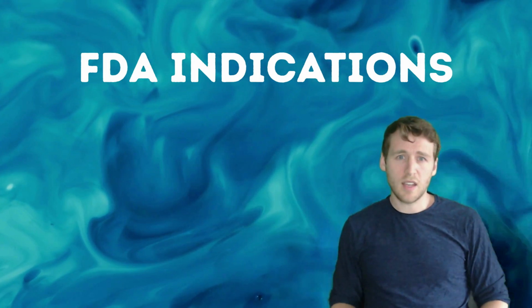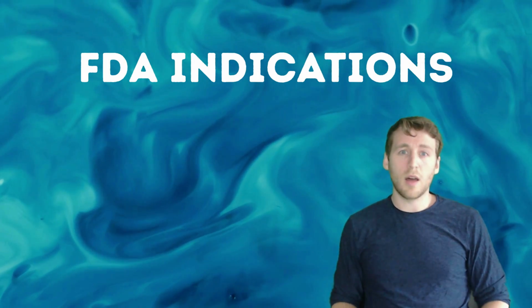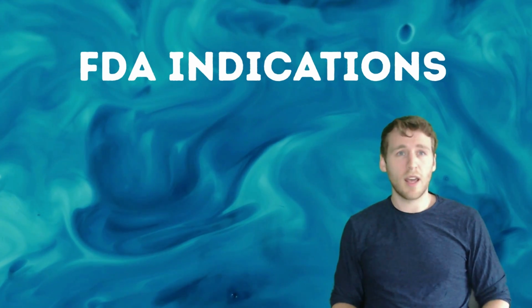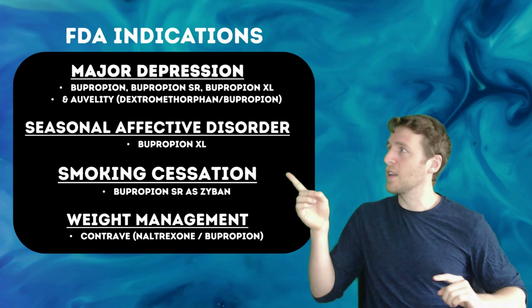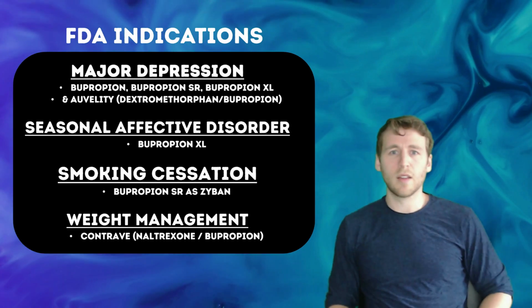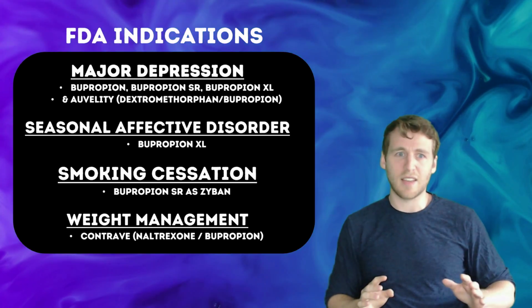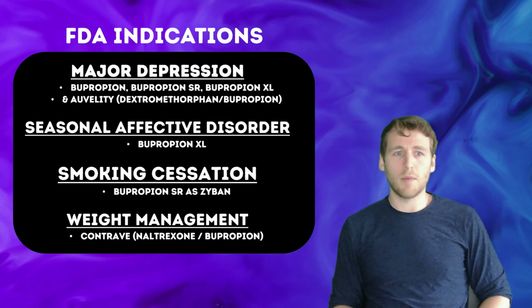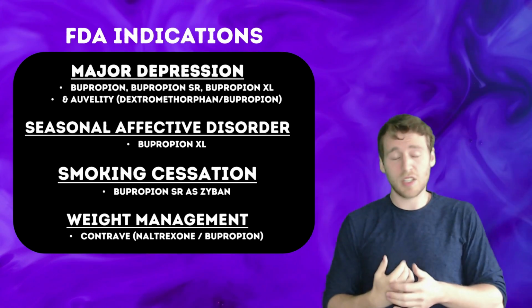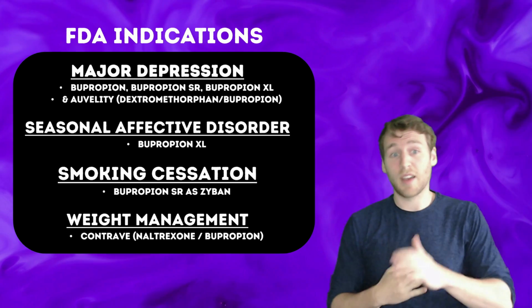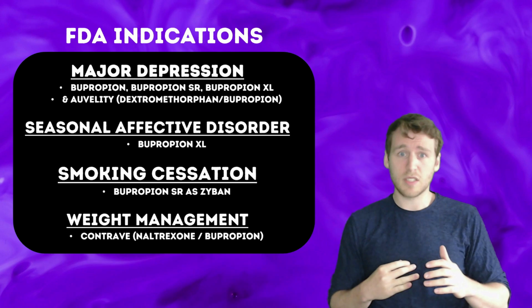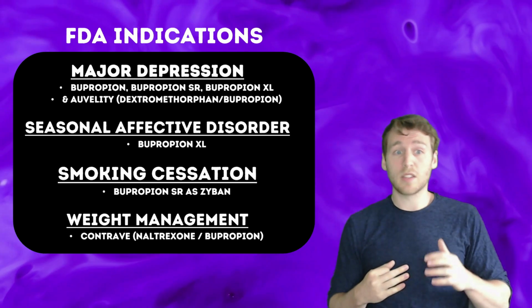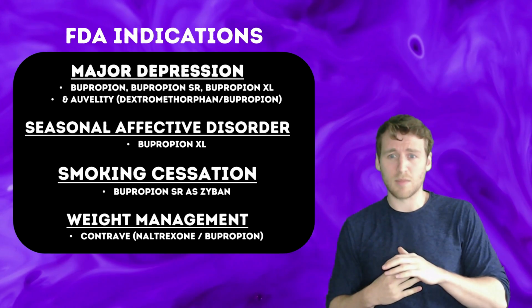So the FDA indications for bupropion, the first one is major depression, and I'll put up here which formulation has the FDA approval. Then seasonal affective disorder. I'm pretty sure it's the only medication that has an FDA approval for seasonal affective disorder. Then smoking cessation, and for that it's marketed as Zyban.